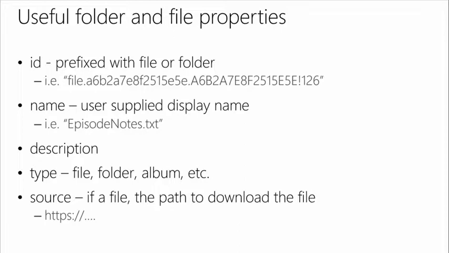But fortunately, we also get an opportunity to supply a name that's usually used for display, such as episode notes.txt. We have a description that we can supply. Then we have types. So we mentioned file and folder, but we also have specialized folder types such as album for containing pictures and so on and so forth. Now, can a picture be in both a folder and an album? I think it can. I believe it can. I mean, there's a logical structure around that and a physical structure around that. In reality, we are not exposed to the physical structure of storage on SkyDrive.